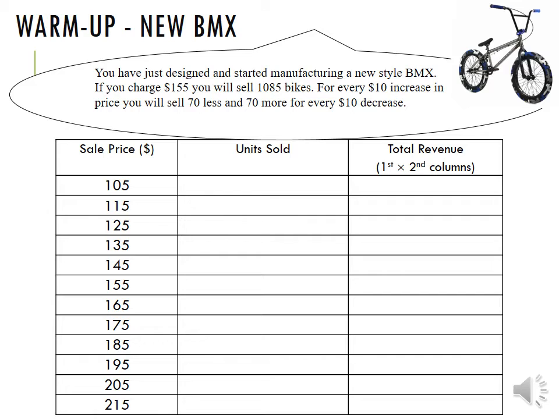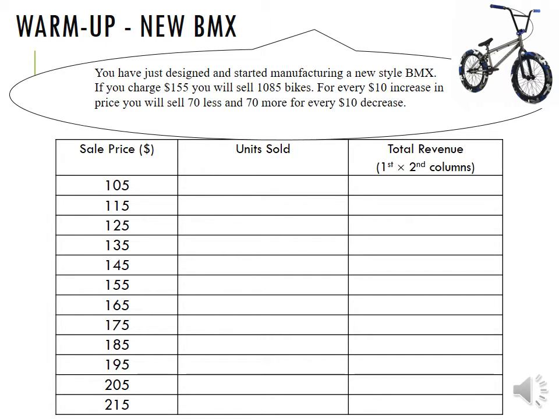So we're going to fill out this table together. On the left here, you can see I have the sale prices already populated for you. In the middle, units sold. And then on the right, total revenue. Revenue is just money brought in by a company, so you multiply the sales price by the units sold. Again, don't stress too much about this. It's just kind of a warm-up, and it's going to lead us to some quadratic data.